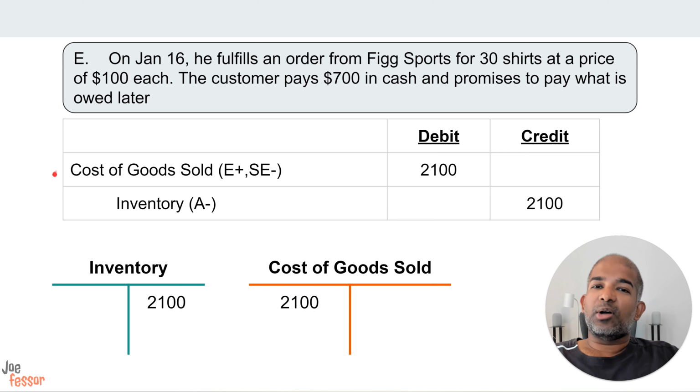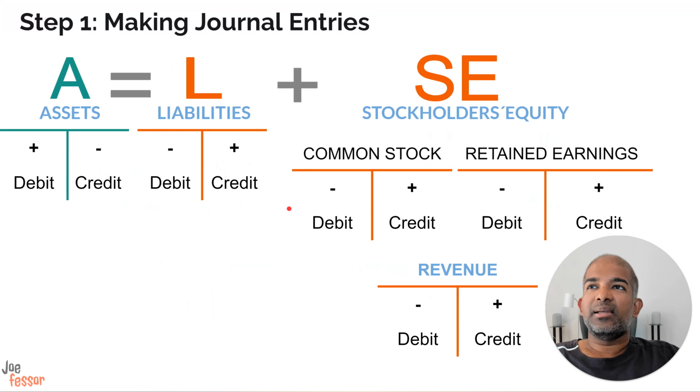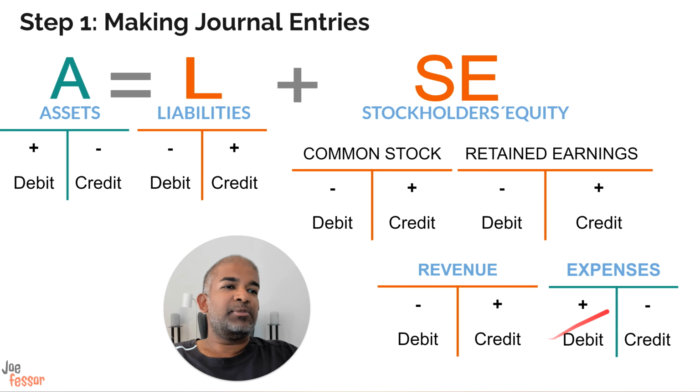So how do we identify what account has to be debited? When you sell 30 shirts which were valued at $70 in your inventory, that becomes the cost of your goods sold. Cost of goods sold is an expense that goes under stockholders' equity. An expense decreases the stockholders' equity. That account would be debited. If you go back to the framework, you can see that an expense account is always debited.